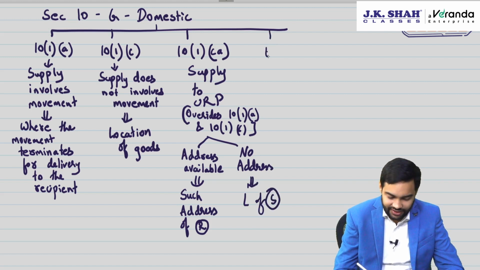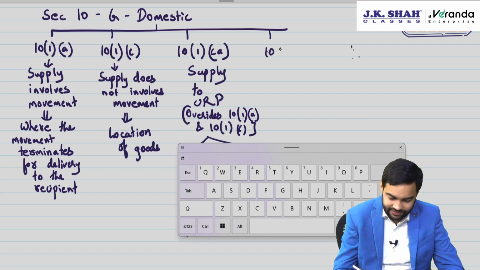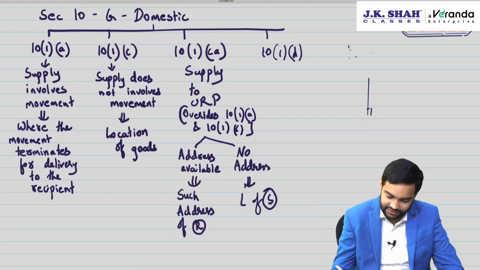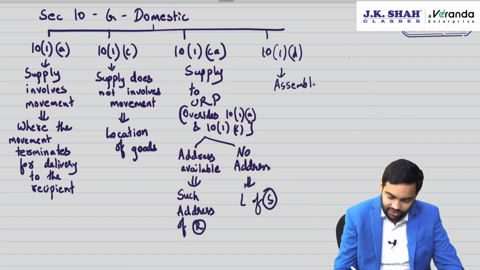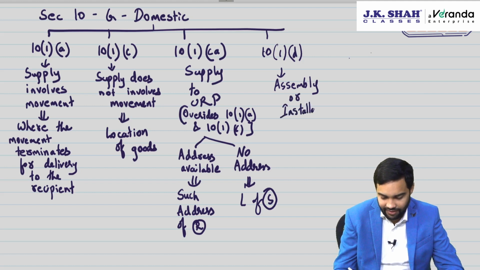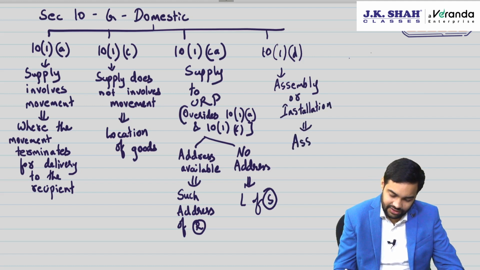Then you have 10(1)(d), assembly or installation. For assembly or installation, the place of supply will be where the goods are assembled or installed.